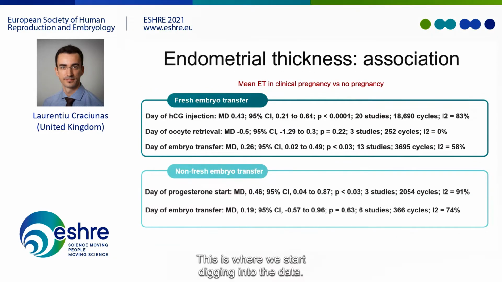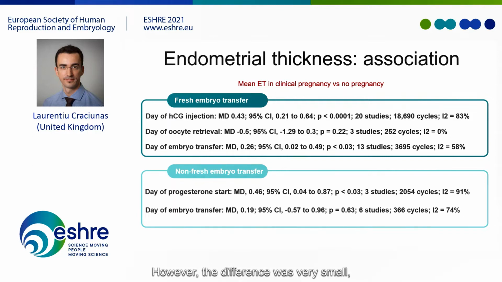This is where we start digging into the data. The first type of studies we looked at were those that reported mean endometrial thickness in relation to clinical pregnancy. In fresh embryo transfer, the mean endometrial thickness was different between pregnant and non-pregnant women when measured on the day of the HCG injection and the day of embryo transfer.